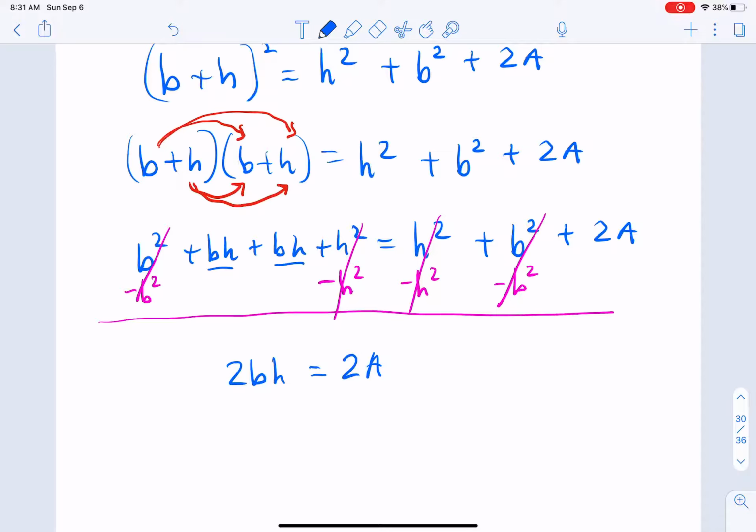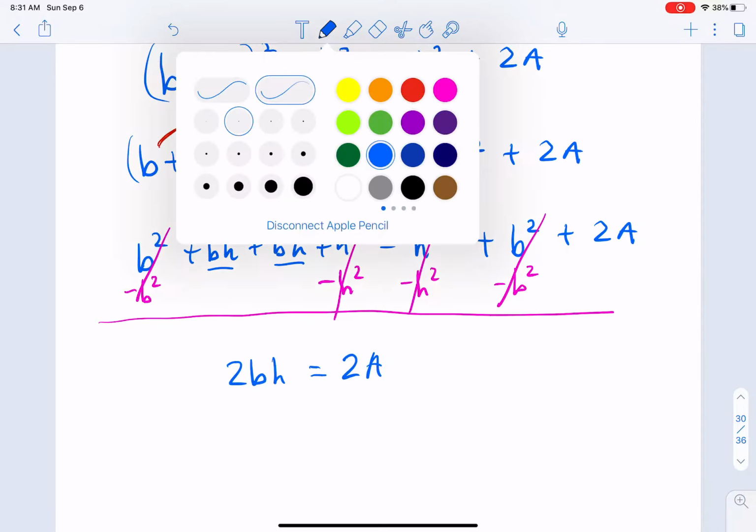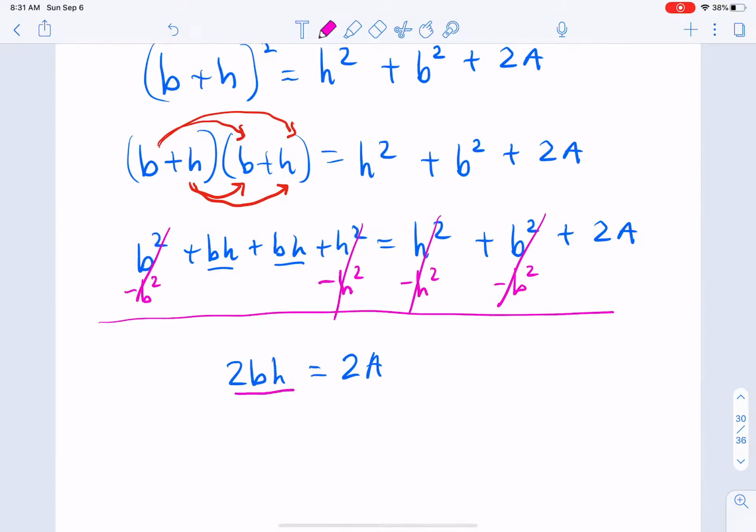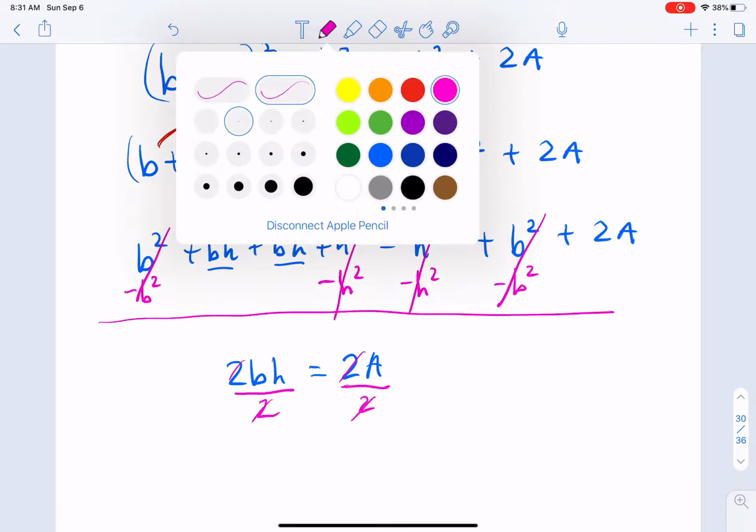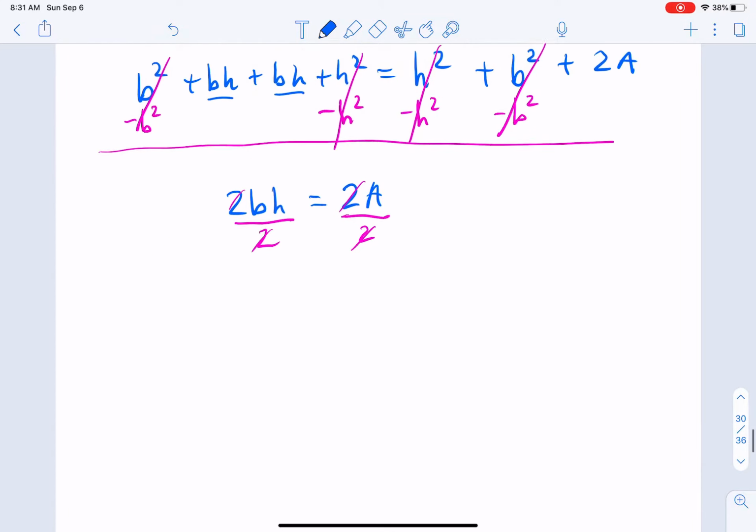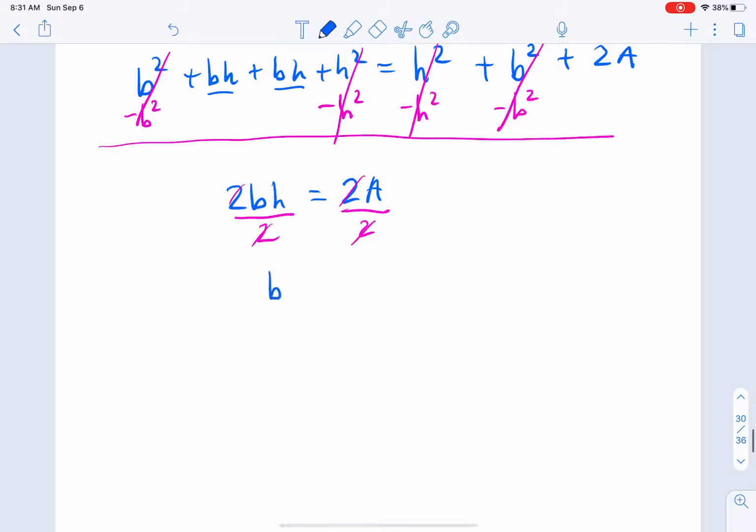And it looks like we have a common factor of 2 on both sides. I could divide both sides by 2. I'm going to divide this side by 2. Again, we're going with pink, apparently. I don't know what happened to my red crayon. And then I am left with bh is equal to A, or if you prefer, A is equal to base times height. And there you have it, ladies and gentlemen.